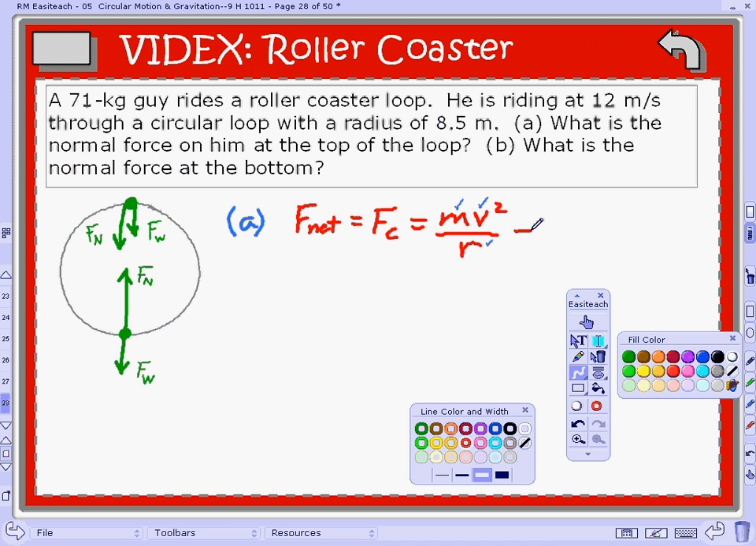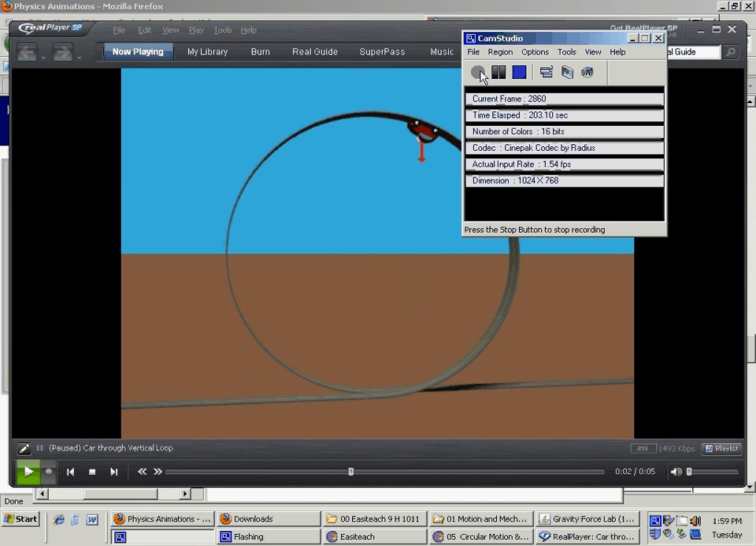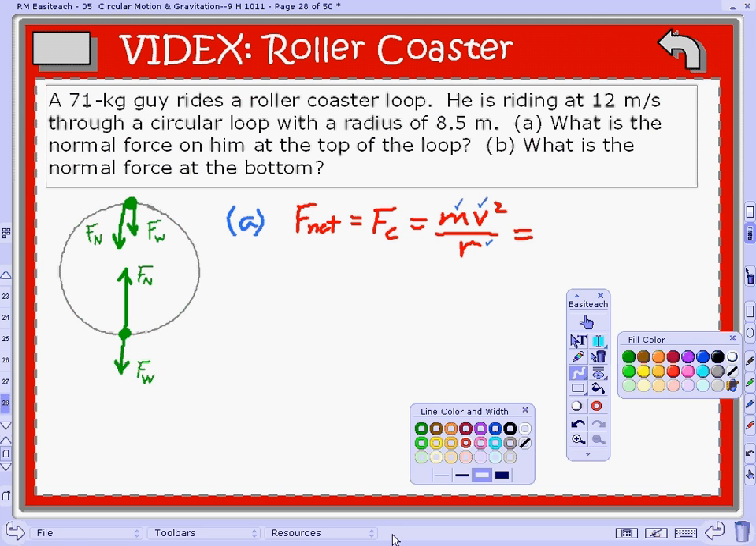I'm going to pause it while I go calculate a number for that. And the value I'm getting on my calculator for that is 1,203 newtons. And again, that's a net force. That's just the total force that I need. And I know that these two values have to add up to that net force, which is the total value that I need. So I'm going to simply write down that the force normal plus the force weight, which is just mg, has to equal F net.